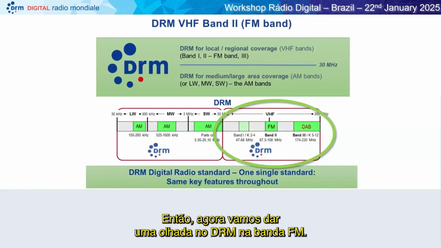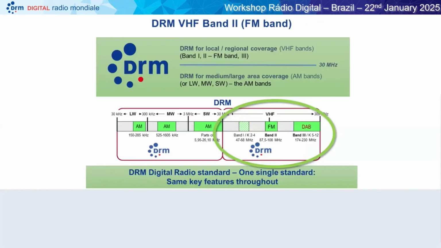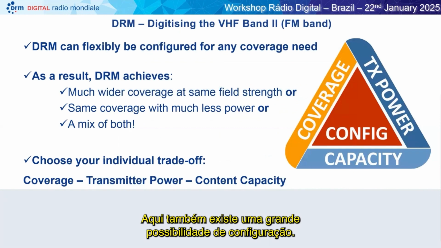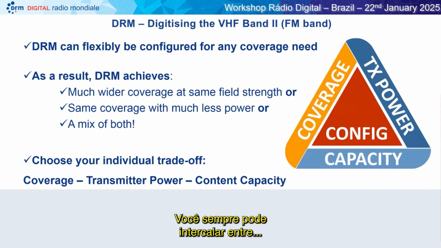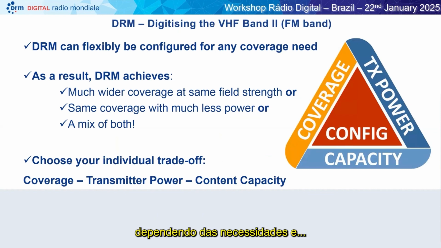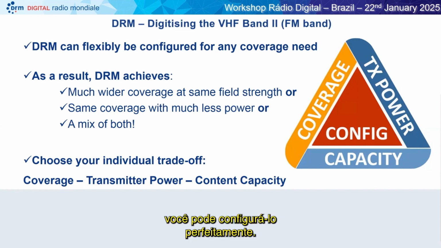So now let's have a look at DRM in the FM band. Also here, you have a great possibility of configuration. You can always have a trade-off between coverage, transmission power, and capacity, depending on your needs and on your terrain capabilities. You can configure it perfectly.